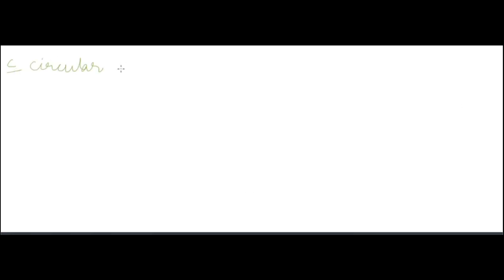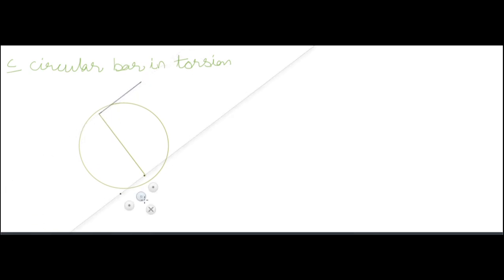Now, circular bar in torsion. This is the cross section of the circular bar. The shear force F is acting and causing the torsion. Delta phi is the distortion happening, or the shear strain. And delta S is the shear length.